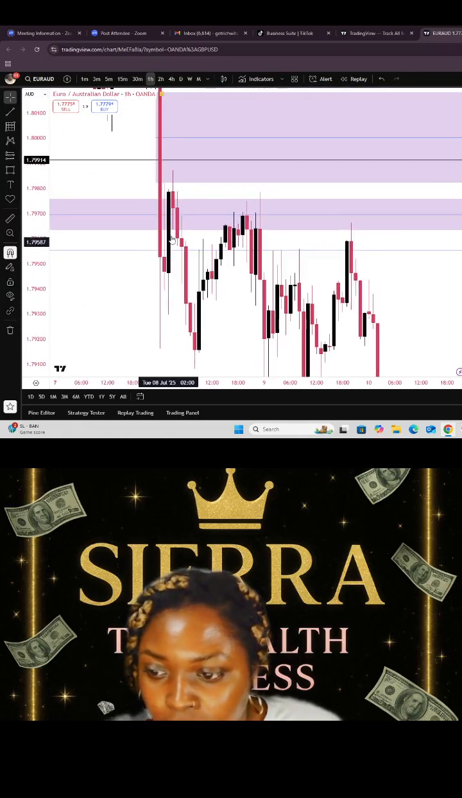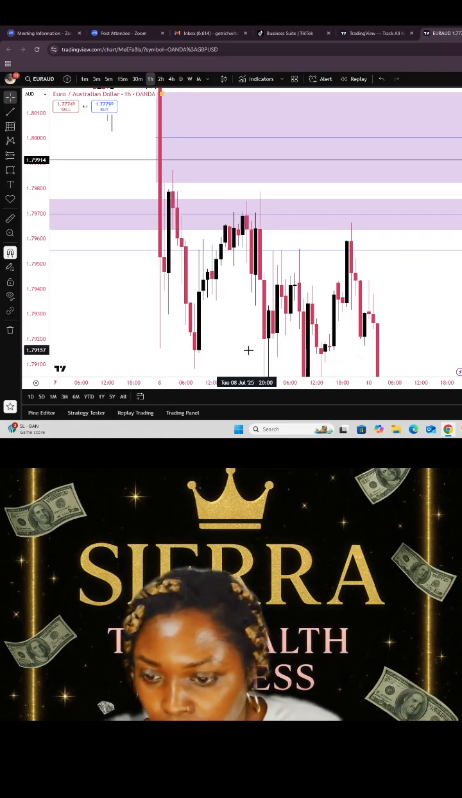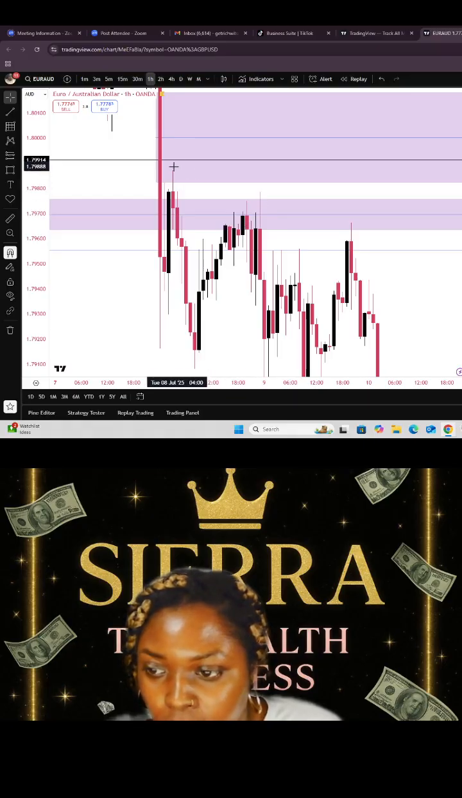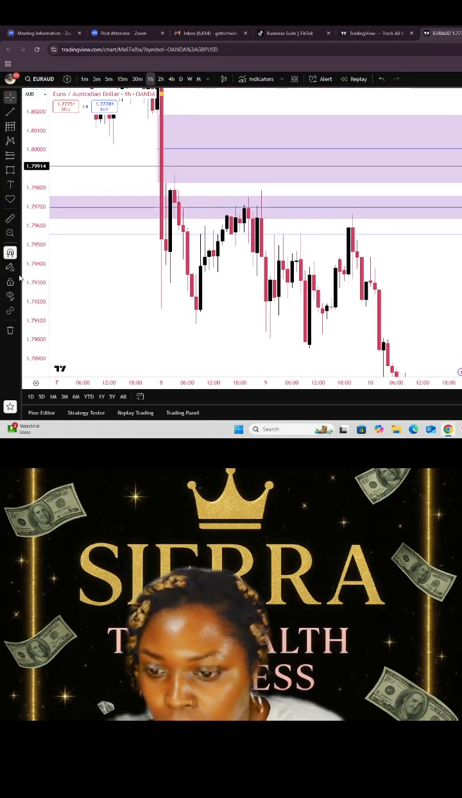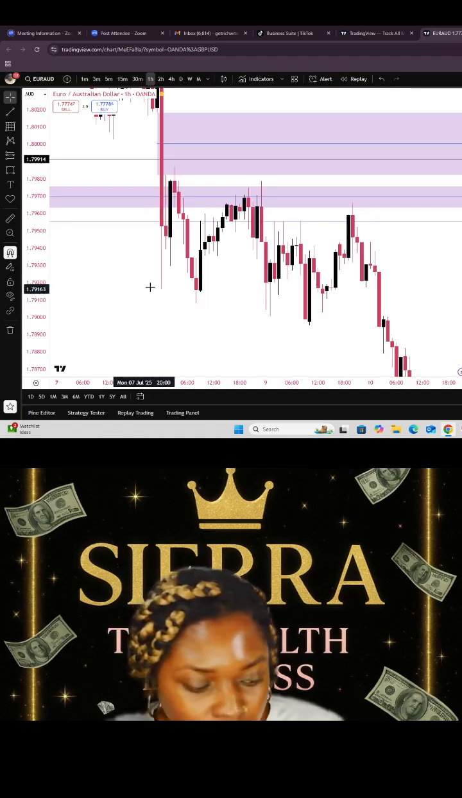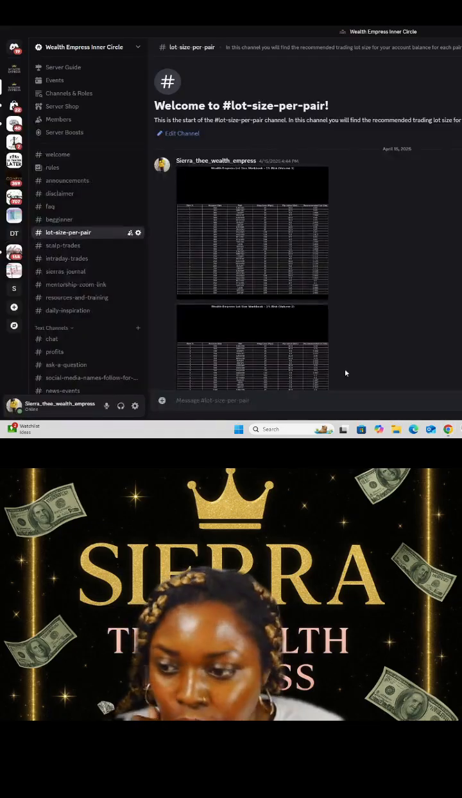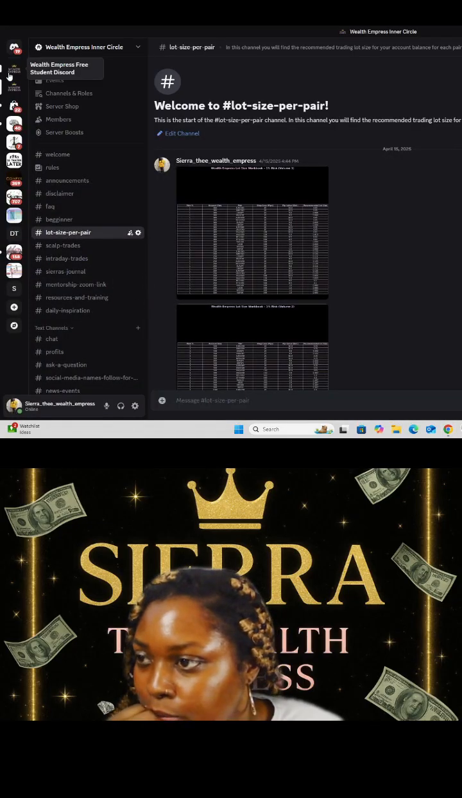I got an evening star here. 1, 2, 3. This bullish candle, this doji candle, this bearish candle. Okay. I got another evening star here. And as you can see, the wicks on the candlesticks were getting lower and lower. All right, and where did we get in?